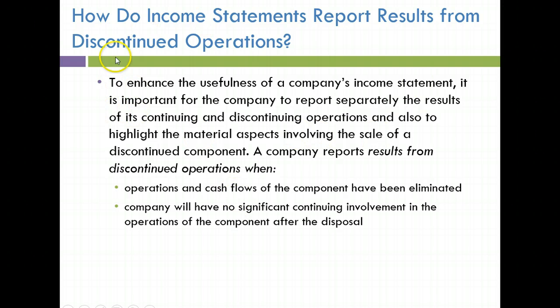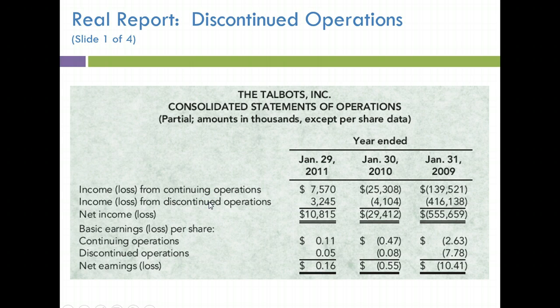How do income statements report discontinued operations? Basically, they're going to report the discontinued operations when anything related to that component has been eliminated, or they're not going to have a significant interest or involvement with the company. So discontinued operations is when either it's A, been eliminated, B, it's getting ready to be sold, or C, it might still be sold, but we're not going to have an interest in the operations.